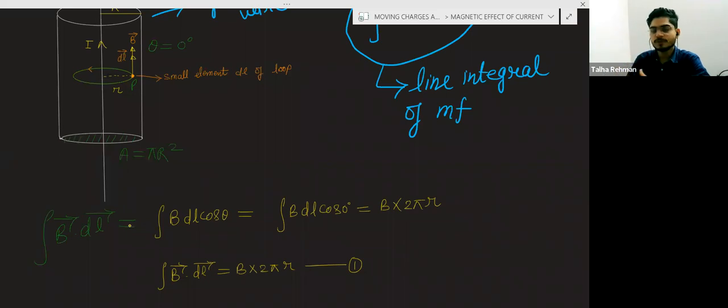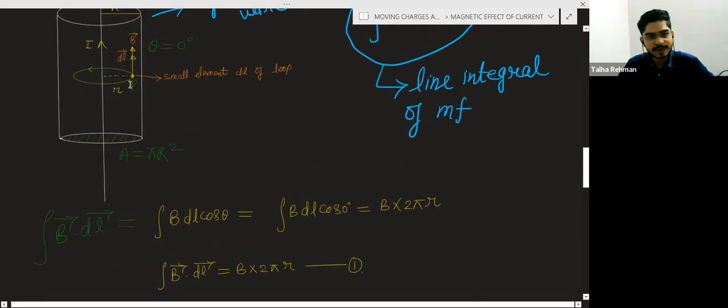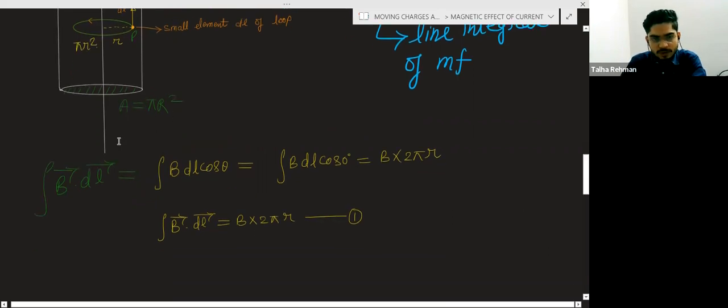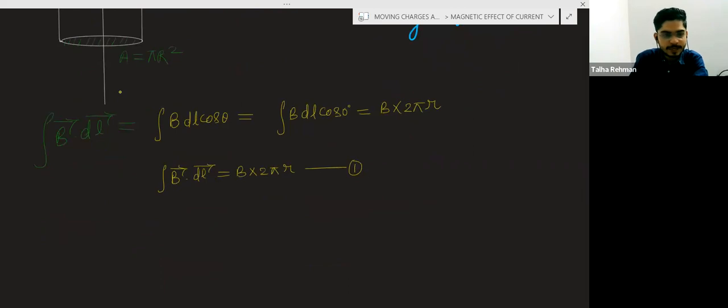Now you will calculate the current enclosed by this area. So what is this area? This area is pi into small r square. For the total area, pi into capital R square, the current is I.